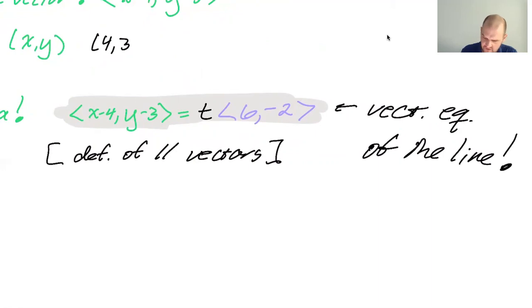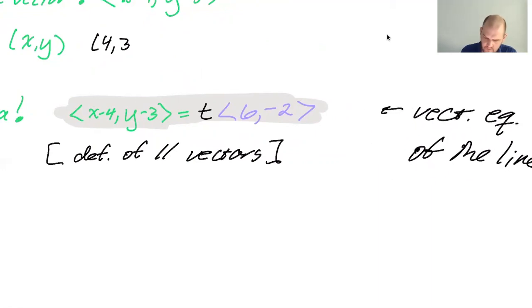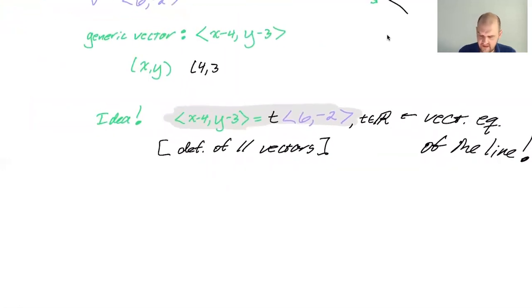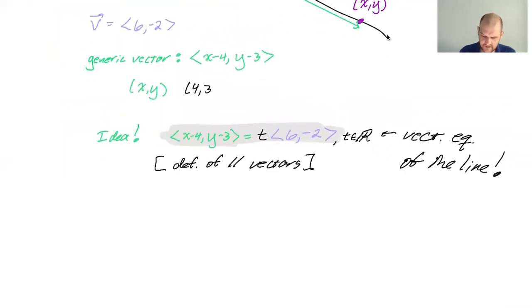So let me move this over and say comma, t is an element of the reals. So I tell you what t is, and then you can use this equation to find x and y, and that'll be a point on the line. It's a very weird kind of definition, but it works.